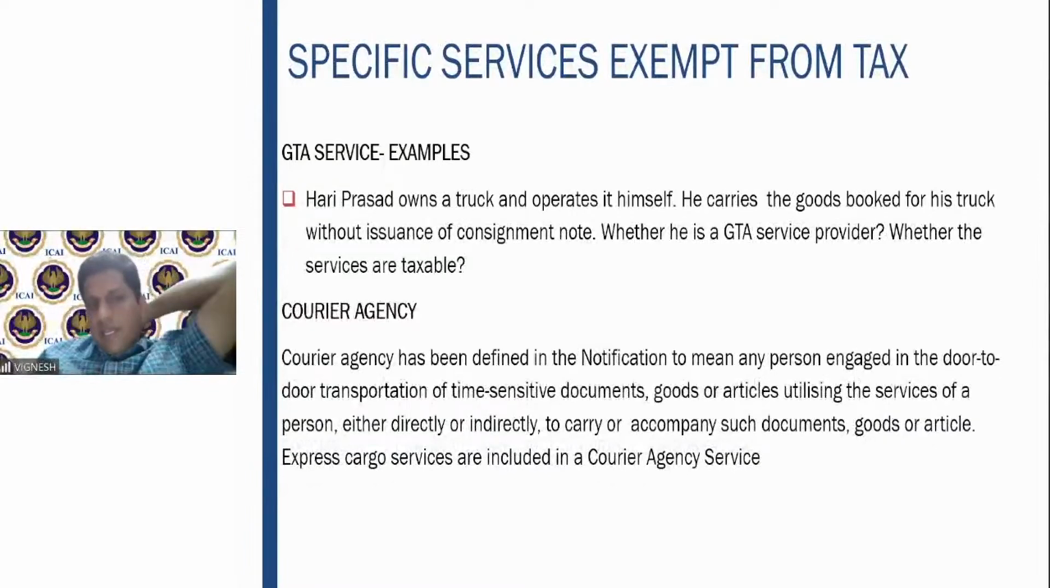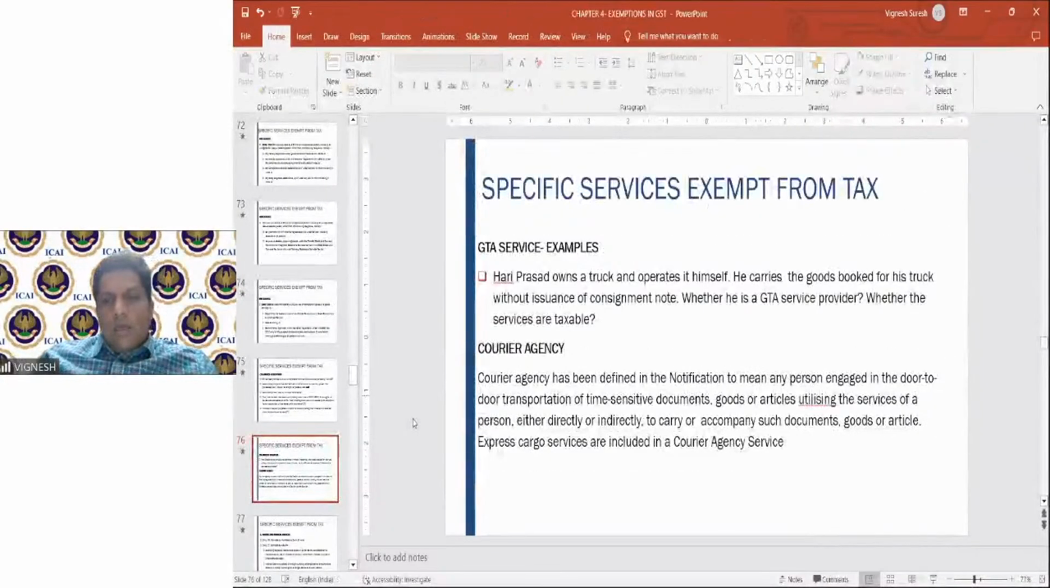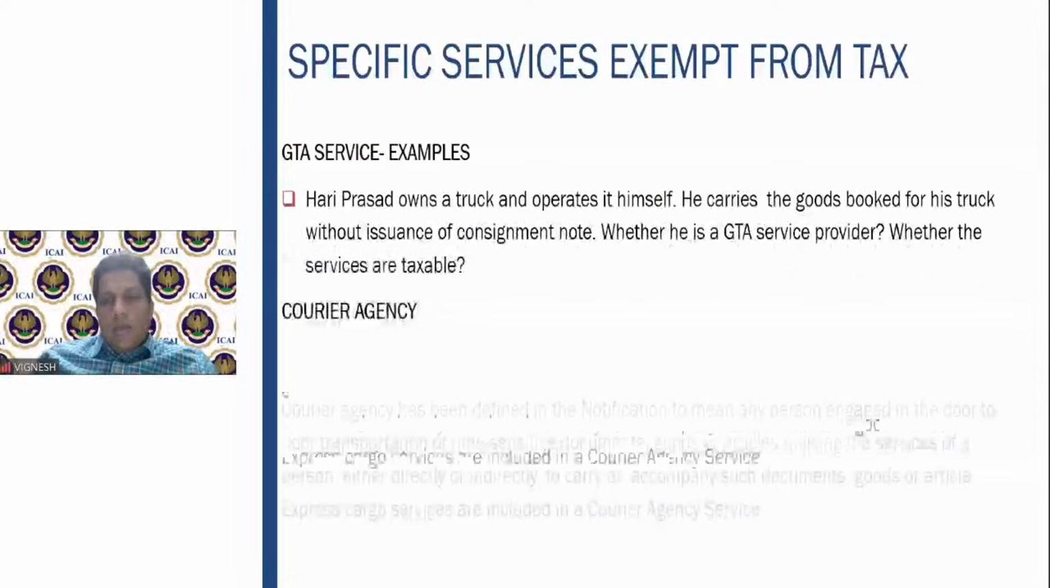So examples of GTA, Hariprasad owns a truck and operates it himself. He carries the goods booked for the truck without issuance of consignment note. He is definitely not a goods transport service provider. But however, there is an exemption given for this also. Therefore, the services are not chargeable to tax. Courier agency, any person engaged in the door-to-door transportation of documents, articles, etc., is known as the courier agency.